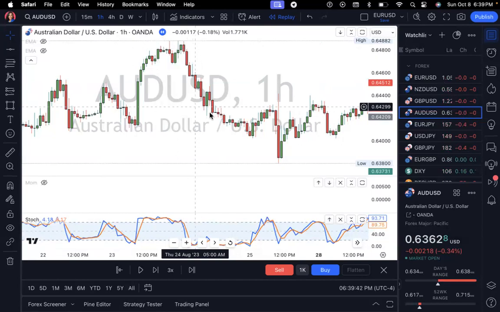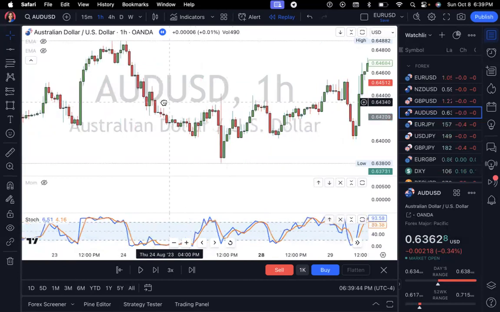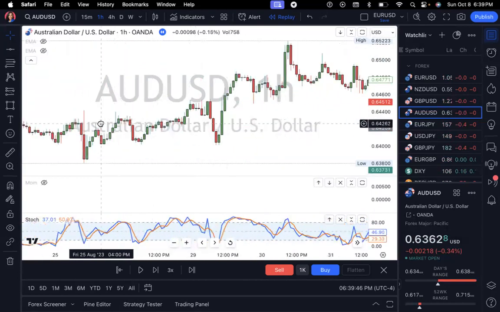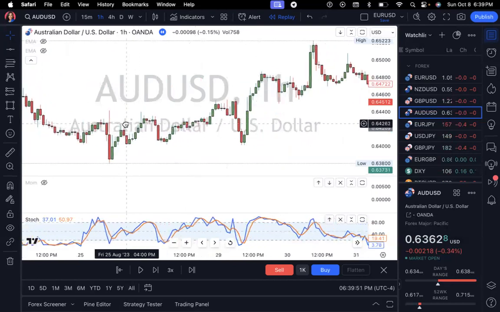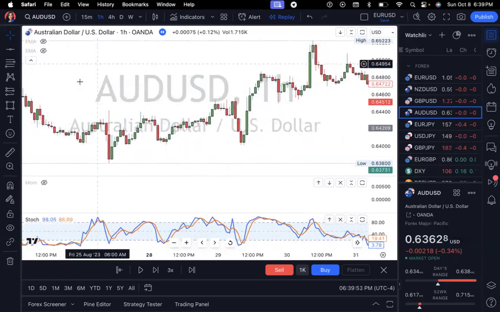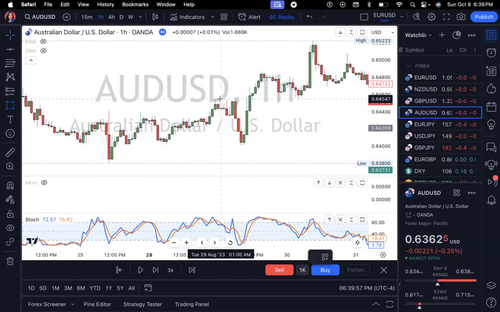So pay attention to where your stochastic is, because if you're looking at, let's just say, a sketchy market, let's just say you were looking at this. You came into the market at this time.